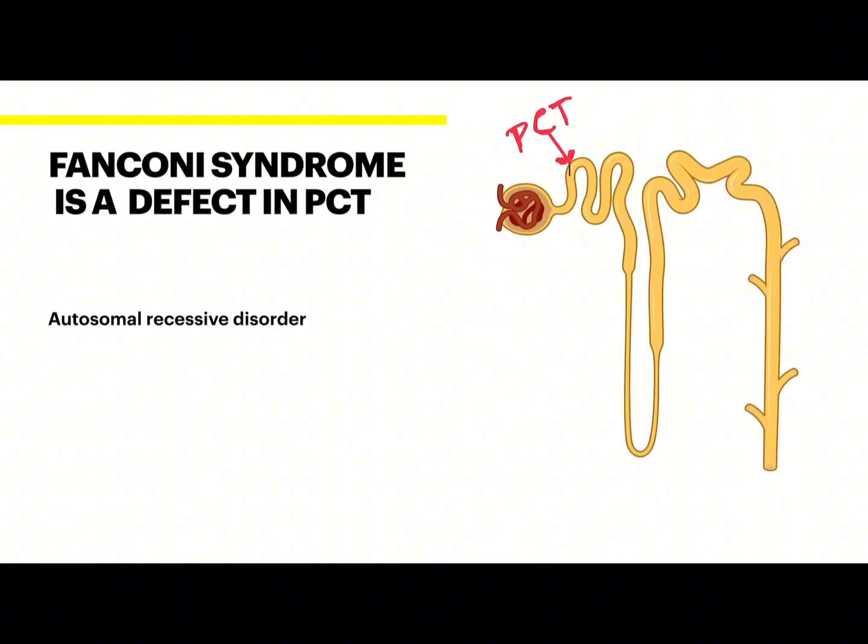In this video, I will talk about Fanconi syndrome. What is Fanconi syndrome? Fanconi syndrome is a defect in the proximal convoluted tubule. It is a renal tubular defect which is autosomal recessive in manner. But first, let's talk about the normal physiology.